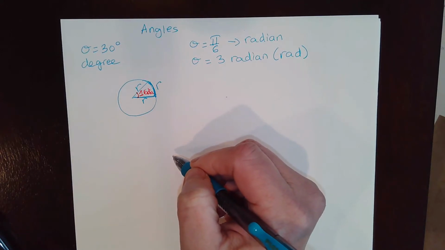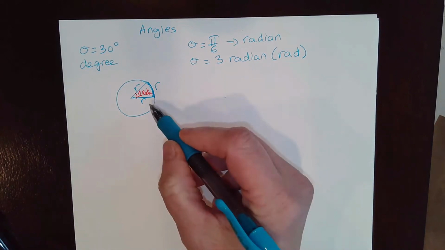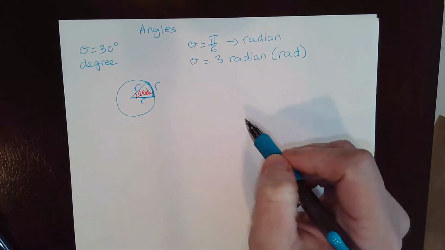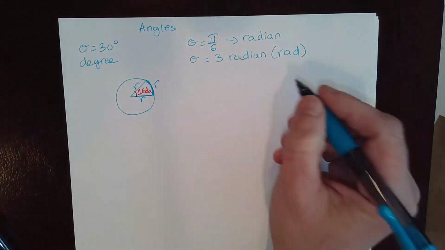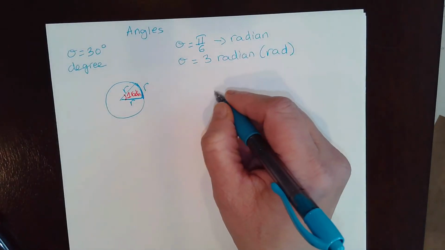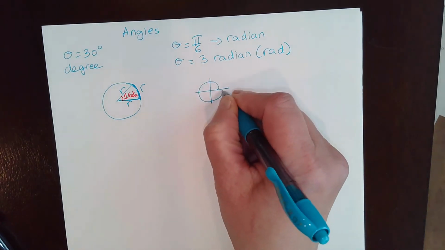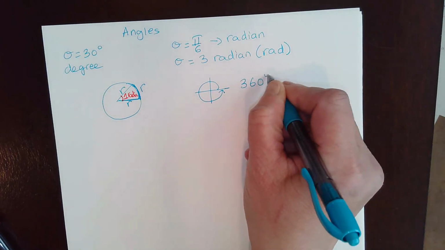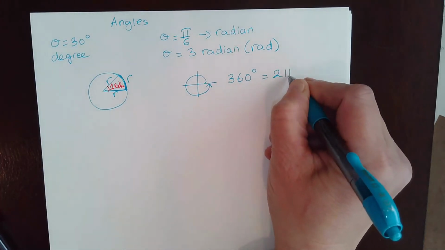Okay? Now, speaking of circles, I'm going to go over unit circle right after this video, so make sure you view that as well. All right, so what do we have? One full revolution of a circle. One full revolution of a circle is 360 degrees. 360 degrees in radian, that is 2 pi radian.